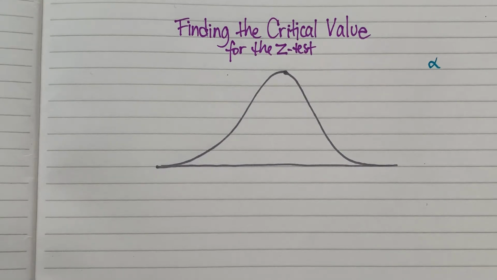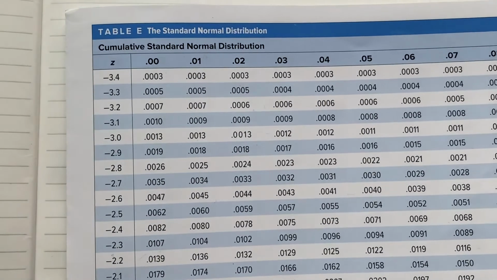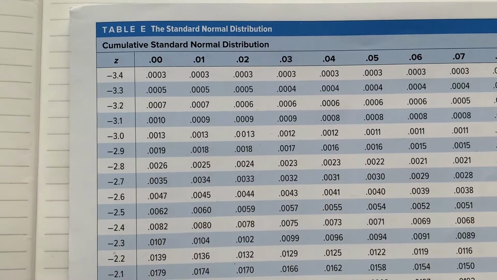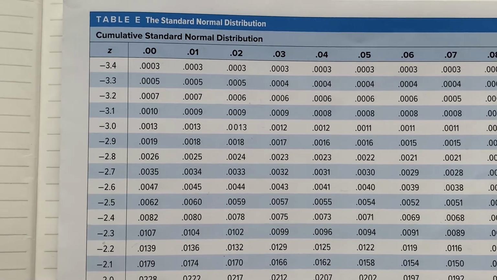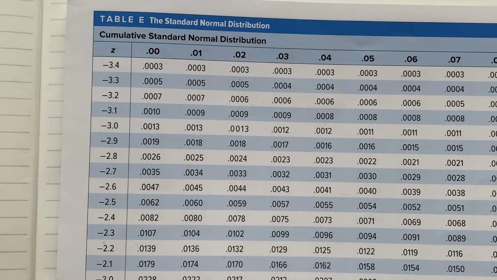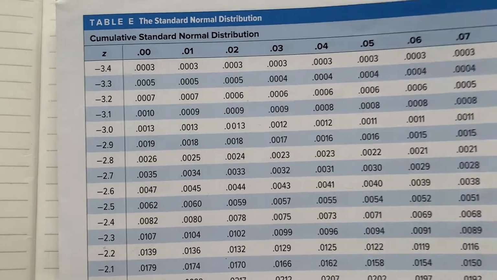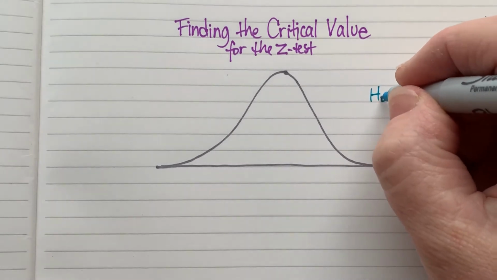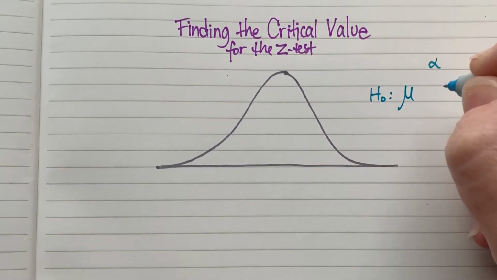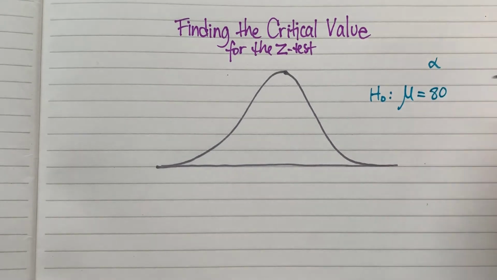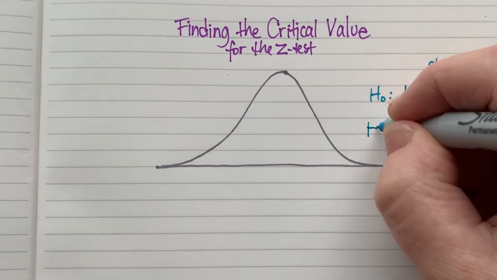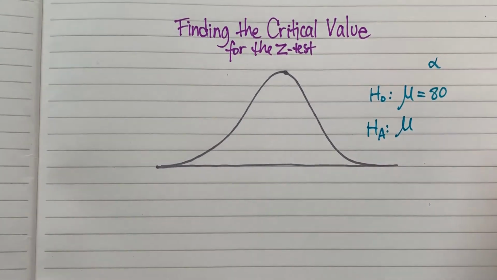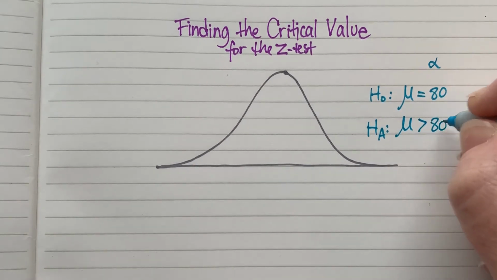Now, if we are doing the z-test, we're going to be looking at our z-chart, which is table E in your book insert, the z-table. The critical value is going to be the value of z that separates two regions. Let's make up some null hypothesis. Let's say that my null is that the mean is 80, say $80 per something, and my alternate is that it is greater than 80.